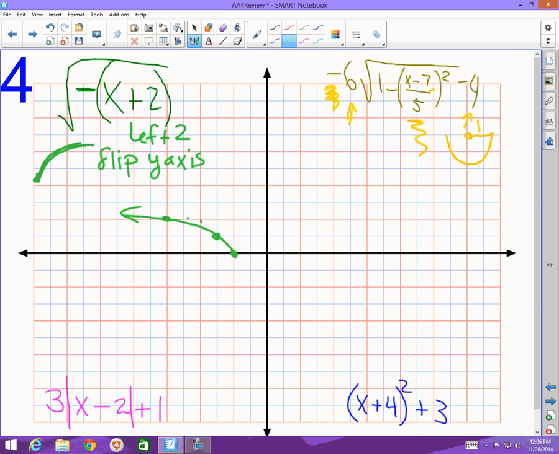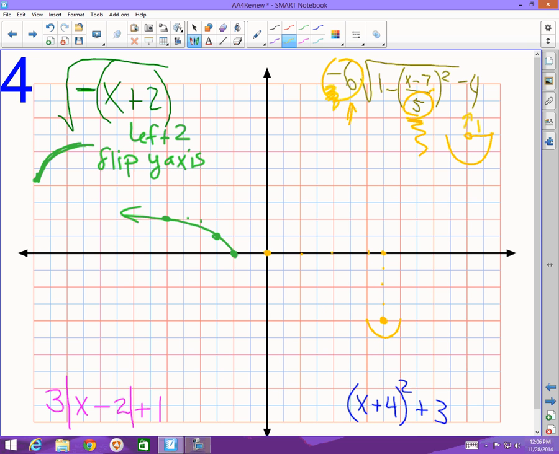So typically the center is here, but now we're going to take that point and go to the right 7 and down 4. And then we have a half circle that would go like this if the 5 and the 6 weren't there.